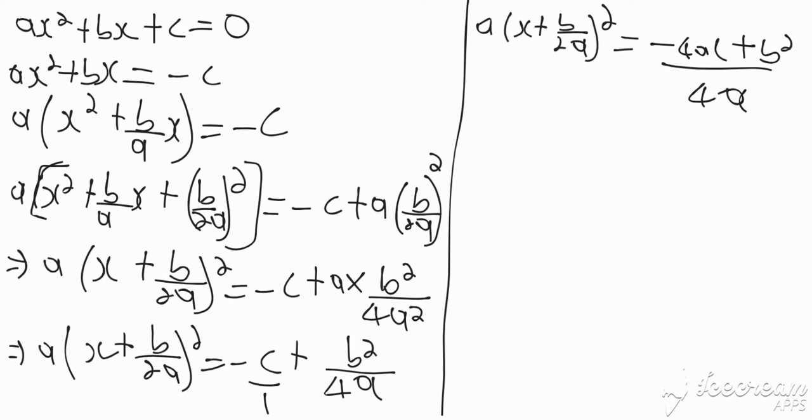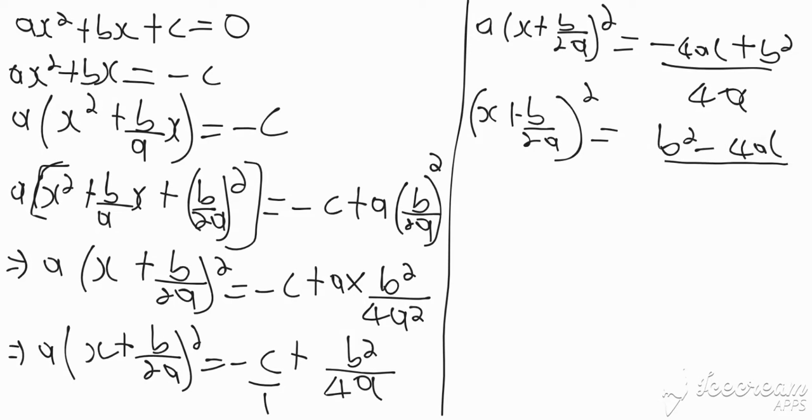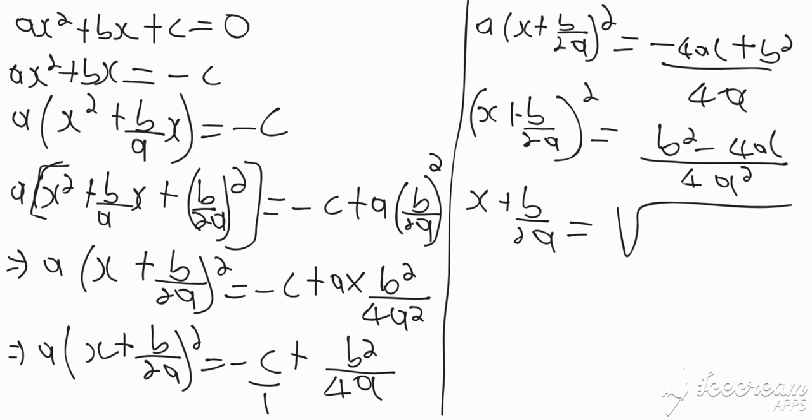So I'm going to have to divide both sides by a. So I'm going to have x plus b over 2a all squared equal, and right away we can say that we can turn that numerator around and say b squared minus 4ac all over 4a squared, because when I divide this expression by a, the a would come down and multiply the denominator down here. So now we can say that since we want a bracket, we can square root both sides. So we can say that x plus b over 2a is equal to the square root of b squared minus 4ac over 4a squared.